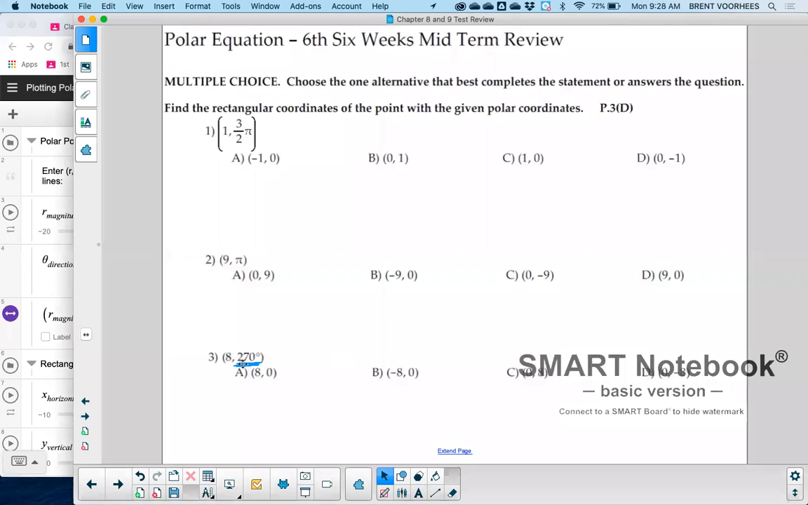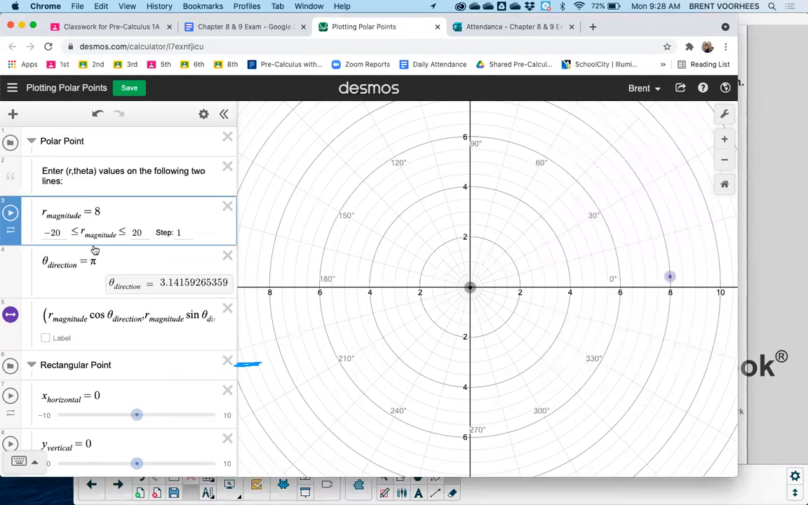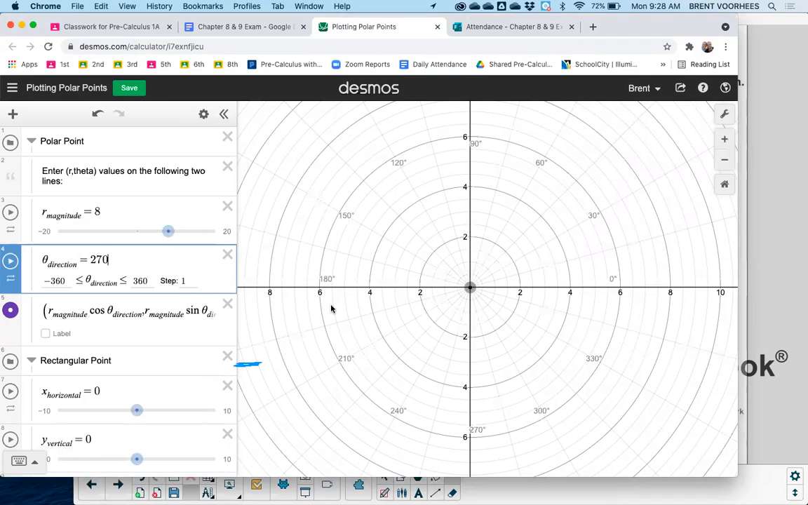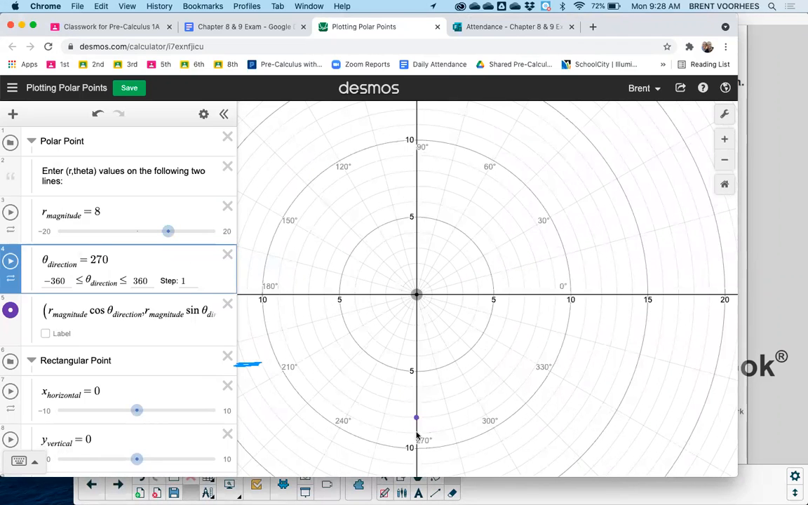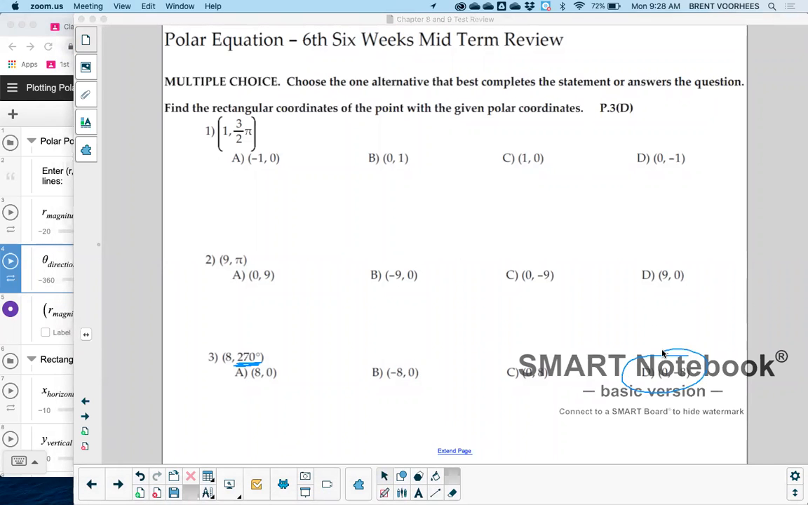This value was 8 comma 270. So my magnitude is 8 and my angle is 270 degrees. When I convert that, I'm going to zoom out a little bit, and there's the point down here. I'm looking for that purple point. I see it. It is 0, negative 8. So the answer in this one would be B, 0, negative, or no, not B, I'm sorry. It looks like D, 0, negative 8 right there.